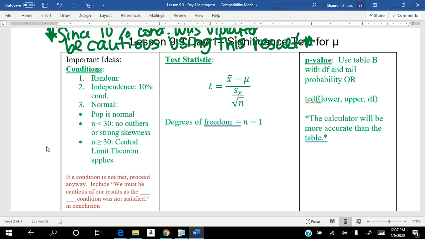So your test statistic is going to be x bar minus mu divided by that standard error, so the standard deviation divided by the square root of n. Degrees of freedom is n minus 1. Use table B with degrees of freedom and the tail probability, or your calculator at tcdf. The calculator will be more accurate than the table because your table doesn't give you every single possible degrees of freedom.